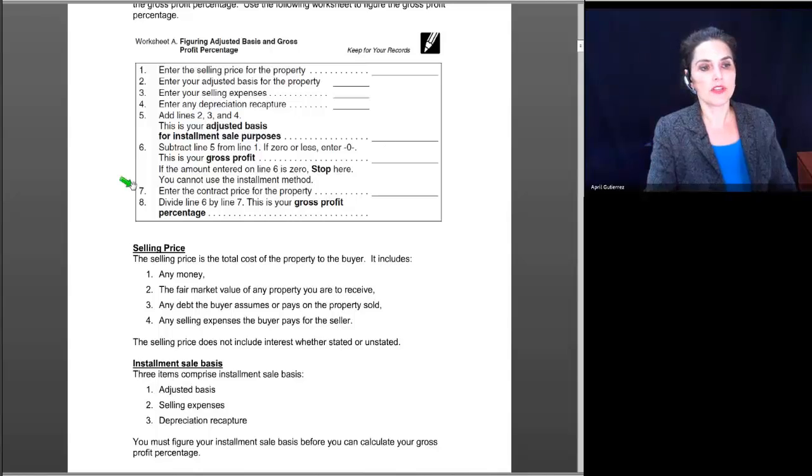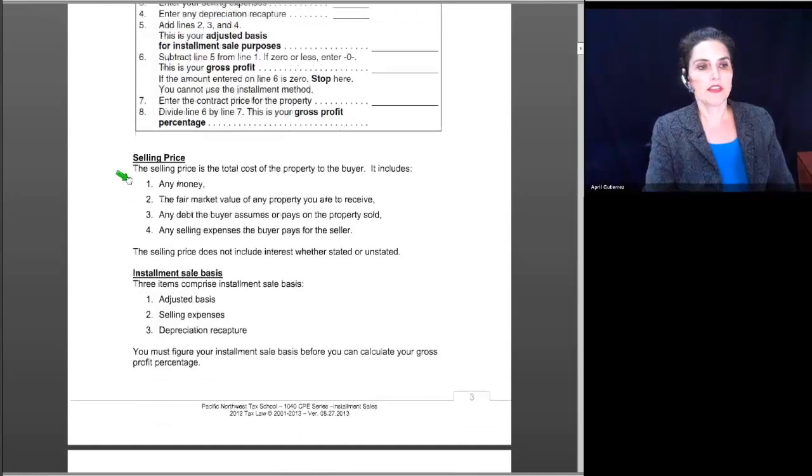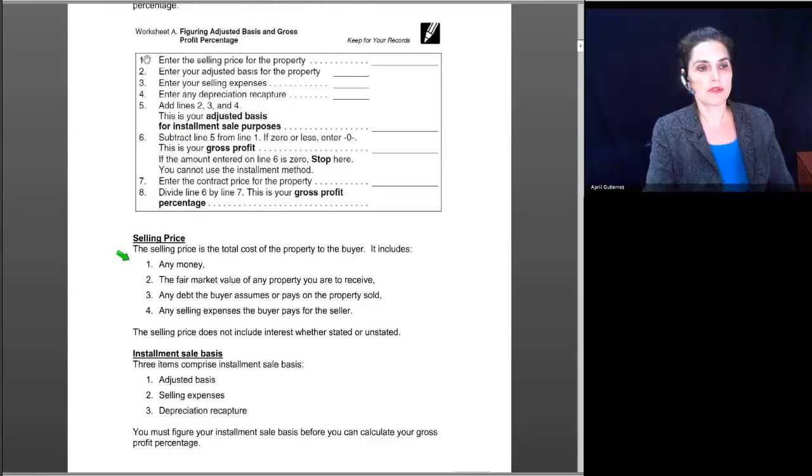Then on line 7, you enter the contract price for the property, and you divide line 6 by line 7 to get the gross profit percentage. So this worksheet is used to figure the gross profit percentage, and then that gross profit percentage is entered on the installment sale form, and it applies to all future payments. Let's start first with what the form is asking you for.